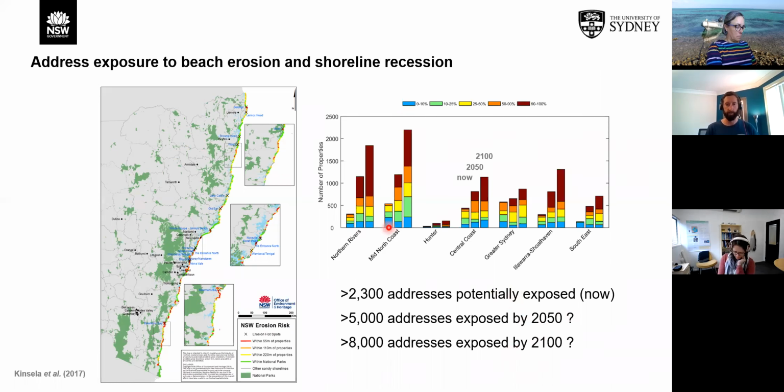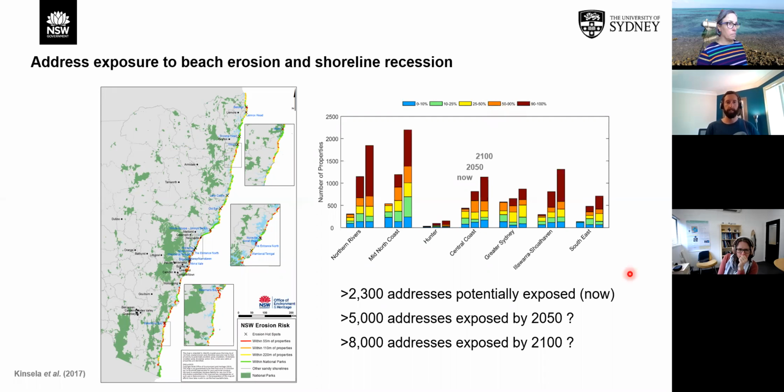And these plots are just breaking that down by region from north to south. And each stack is now, 2050 and 2100. And the warmer shading is basically properties that are more heavily affected by erosion. So almost 100% of a property lot affected.